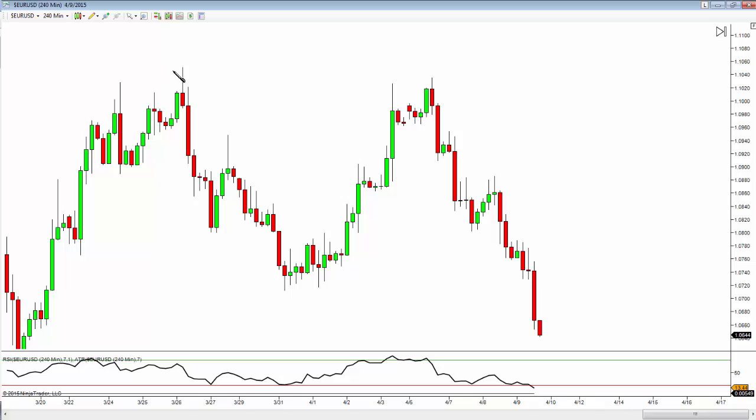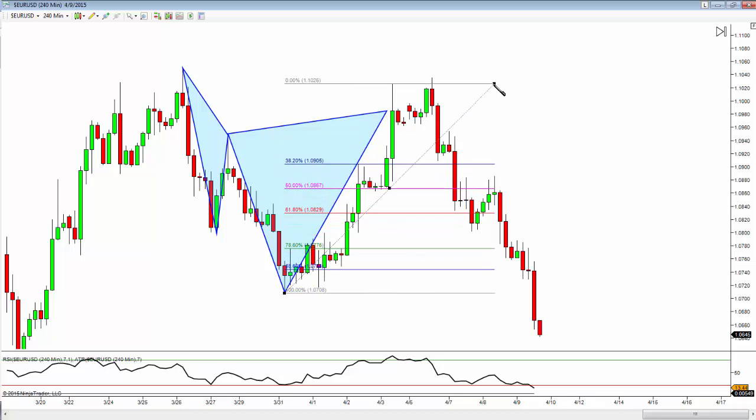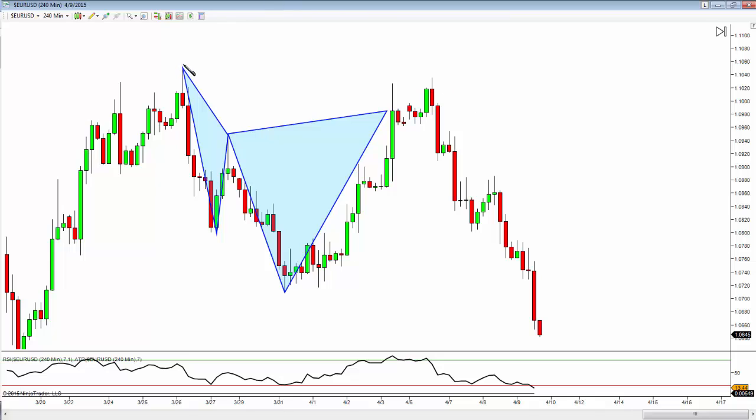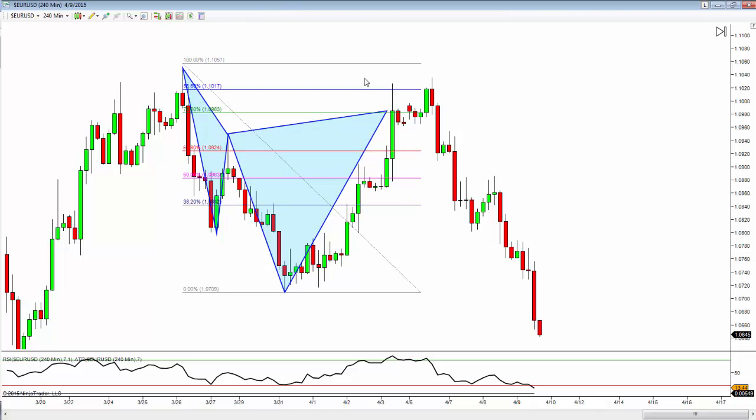But we did have a cipher pattern here last week. We had our X leg up here, X to A to B, B to C. Our CD completion was right about here. And I remember last week looking at this in the live room and in the syndicate. What am I doing here? You can see I'm a little brain dead, guys. Oh, look at that, nailed it.